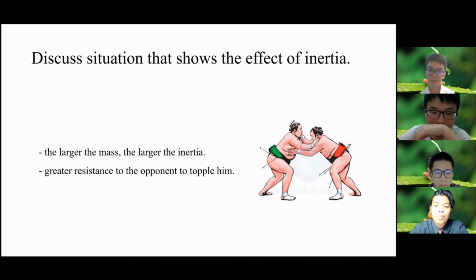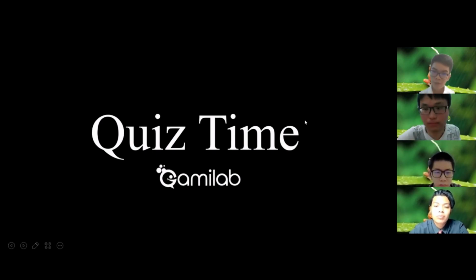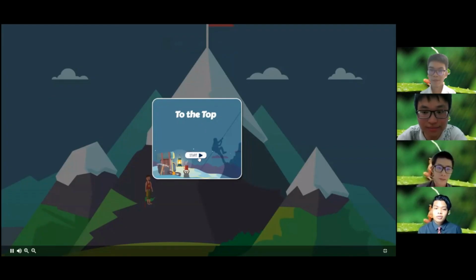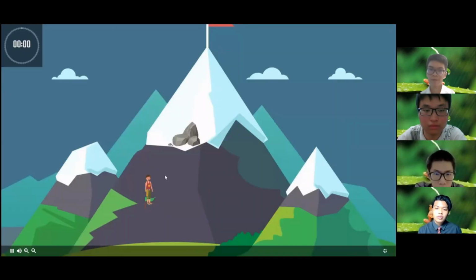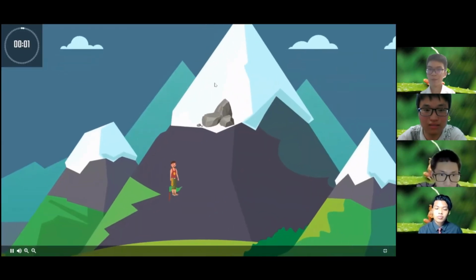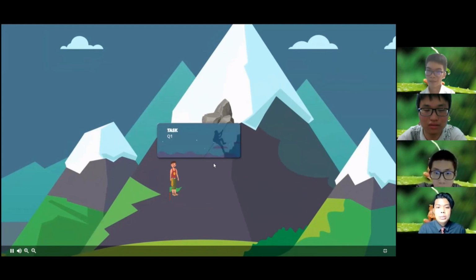Great. After all we have learned about inertia, I think it's time for us to play some games. Students, in this game, I want you to work together in answering the questions in the shortest time. Actually, this game is very easy. The only thing you need to do is to help this climber reach the top of this mountain. Okay, 3, 2, 1. We have question 1.